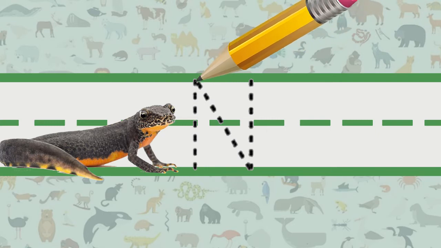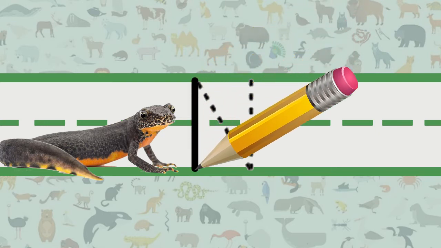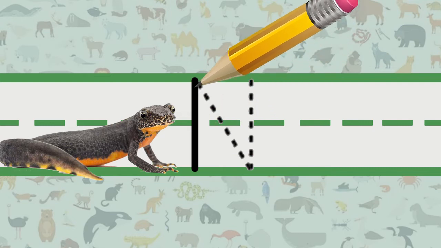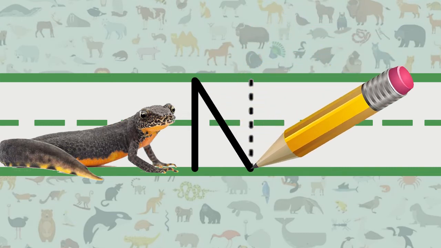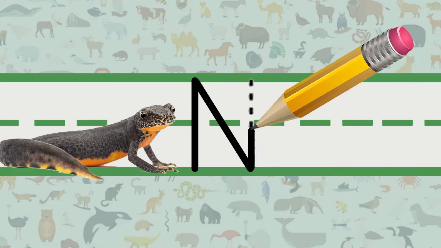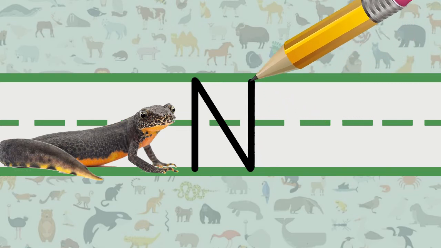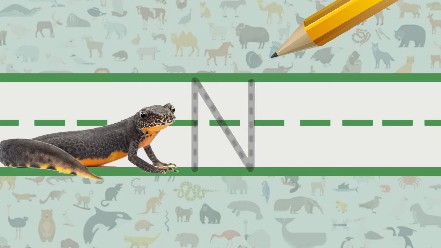Start at the top and draw a straight line down to the bottom. Then go back to the top and draw a diagonal line down to the bottom. Then draw a straight line back to the top. Good job! Now let's write lowercase n or small n.